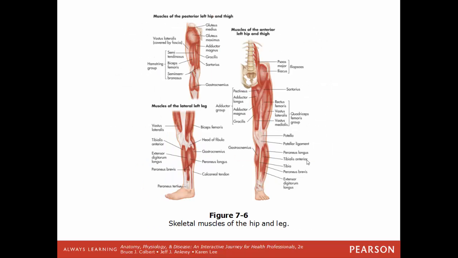Muscles of the hip and leg. And of course, the gluteus maximus, the buttocks that most people think of. The gastrocnemius, the calf. The hamstring group. The hamstring isn't just one muscle, it is a group of muscles. The quadriceps femoris group, because the quads aren't just one muscle, they are a group of muscles.